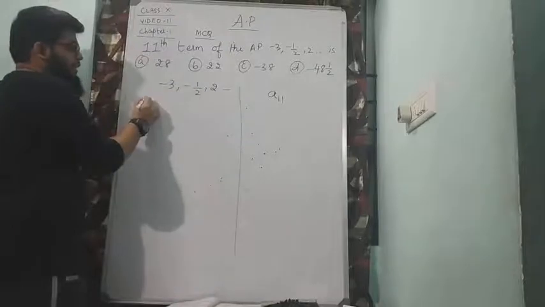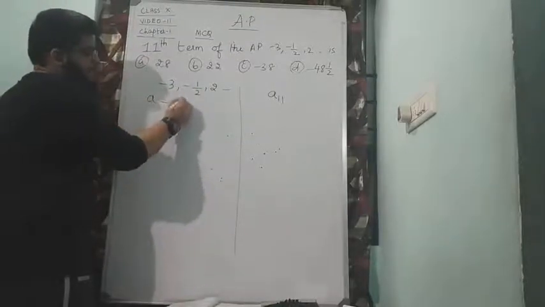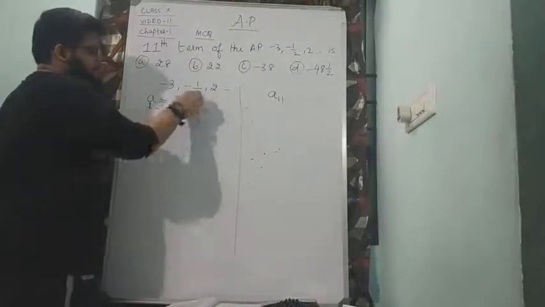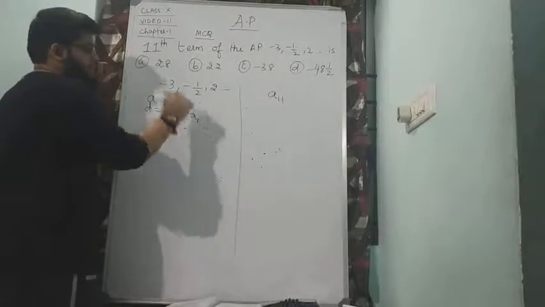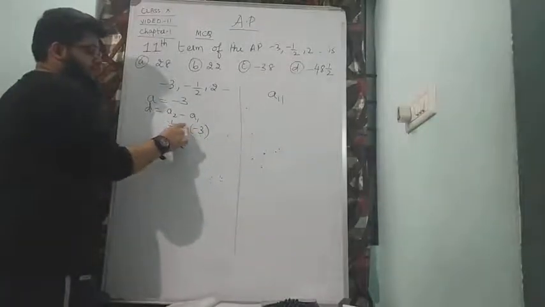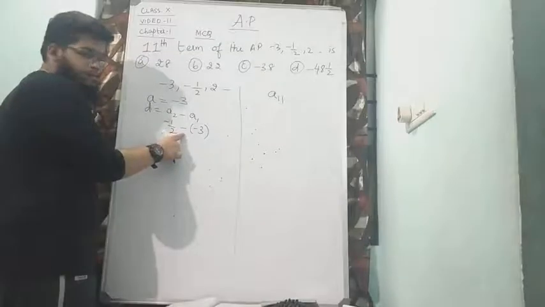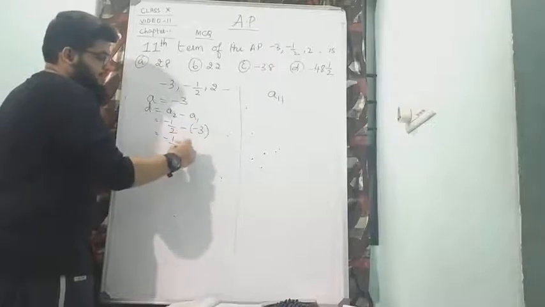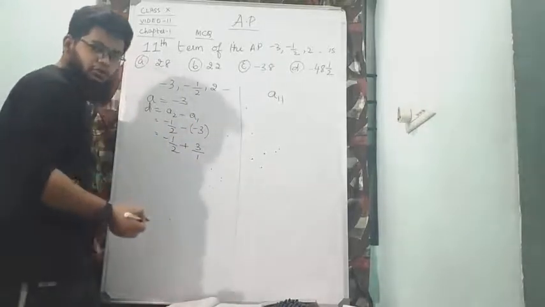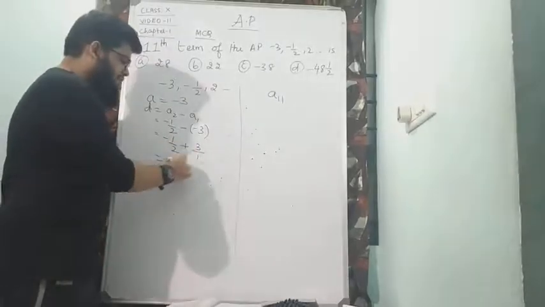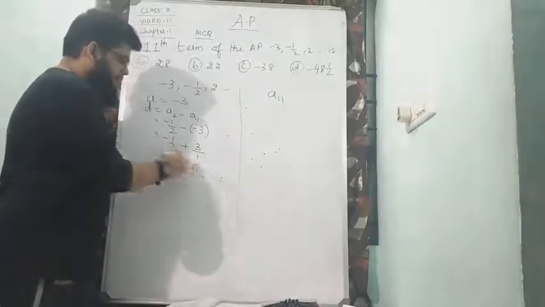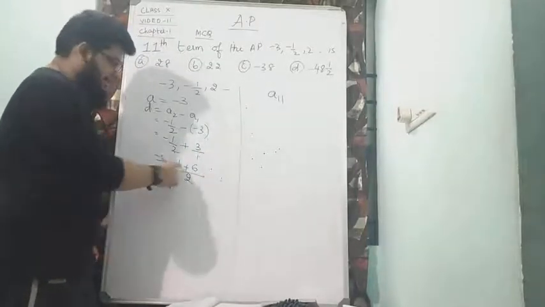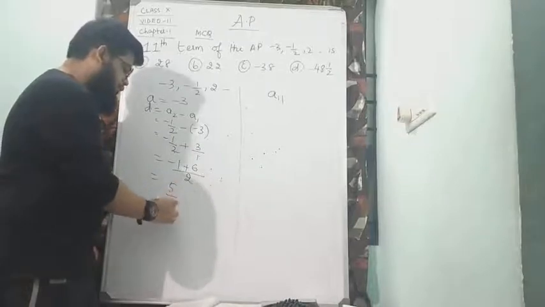But before that, let me accumulate the data. The value of A will be minus 3 because that is the first term, and the value of D will be A2 minus A1. A2 is minus 1 by 2, minus A1 is minus 3. Please make sure that this minus sign is in the formula and this minus sign is in the value. Minus 1 by 2, minus into minus is plus 3 divided by 1; you can take the LCM, cross multiply. Minus as it is, 1 ones are 1 plus 2 threes are 6, divided by 2 ones are 2. Minus into plus is minus, 6 minus 1 will be 5 by 2, and that is the value of D.